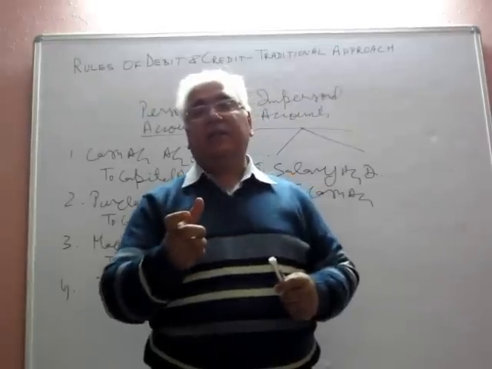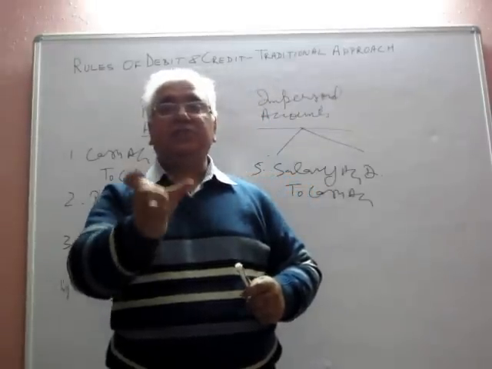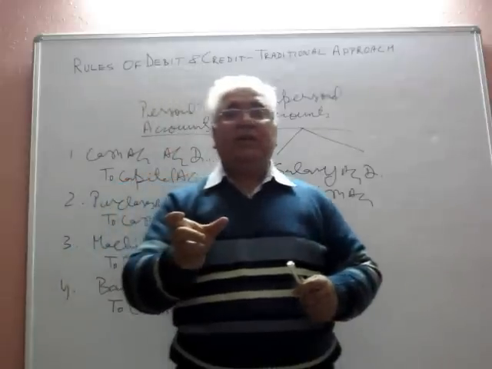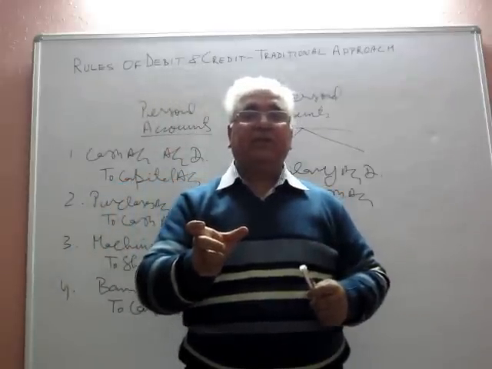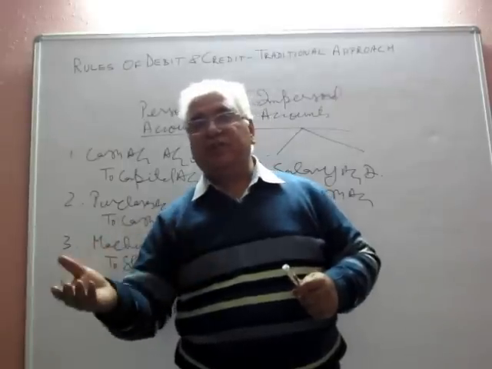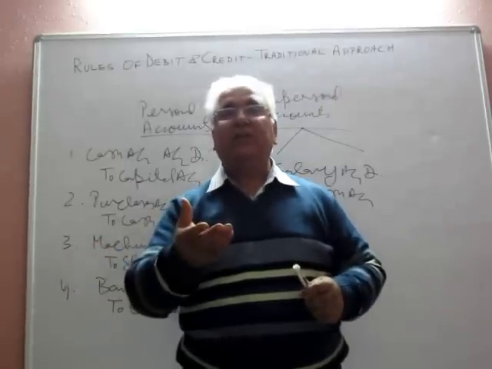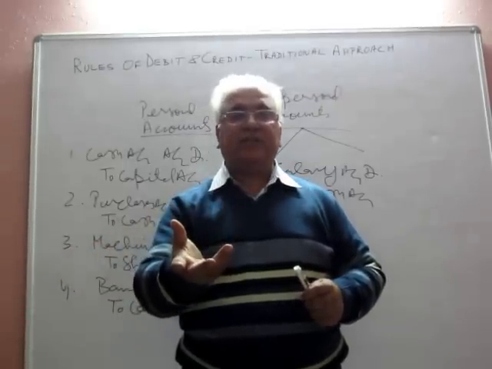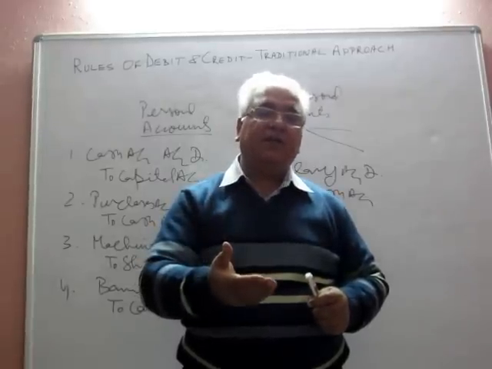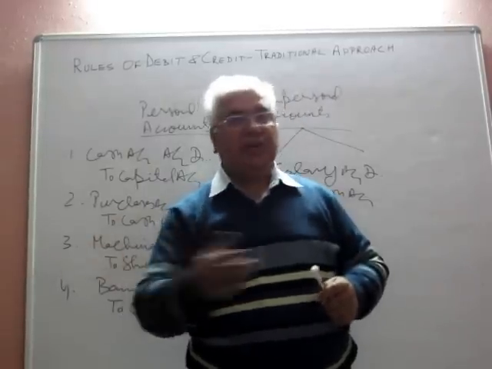But at the same time, the real asset, which is machinery, is reducing. Our rule for real accounts is debit what comes in, credit what goes out. So machinery is reducing by whatever amount we are charging as depreciation. Hence the entry will be depreciation account debited to machinery account.